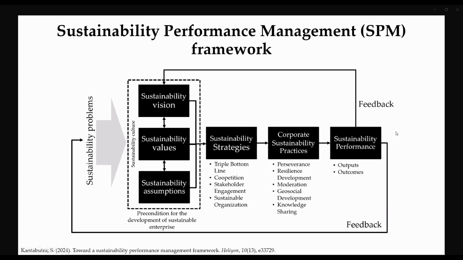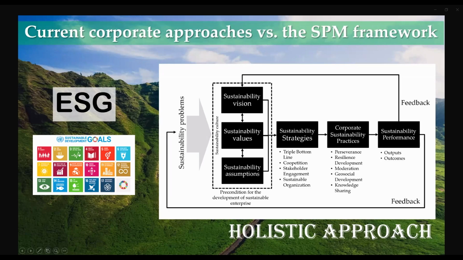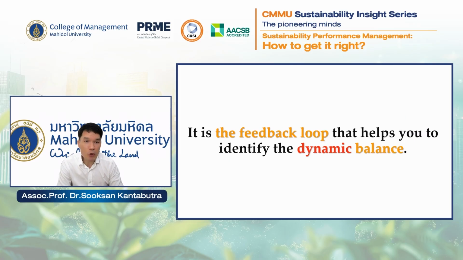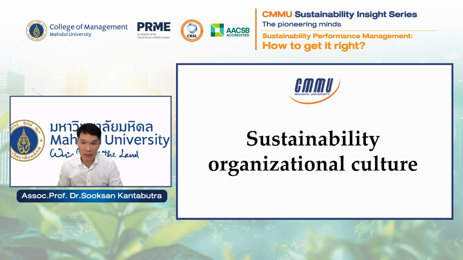Okay, so with that, let's go in detail. Okay, so the feedback loop, like I said, helps you to identify the dynamic balance. You get the feedback from stakeholders, whether they are still happy with whatever you have done and delivered to them. If they are not happy, then you have to reassess and change your balance. You're going to get a new balance again. Okay, so that is what it means by dynamic balance.